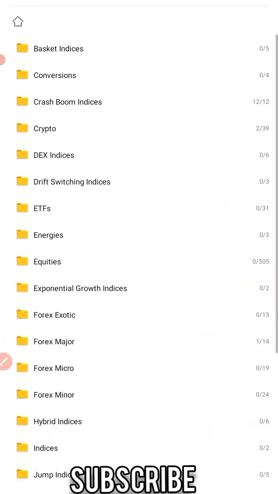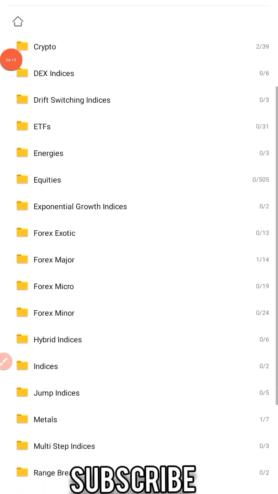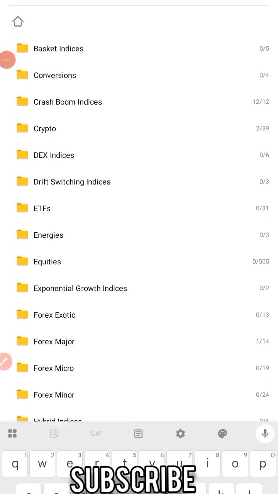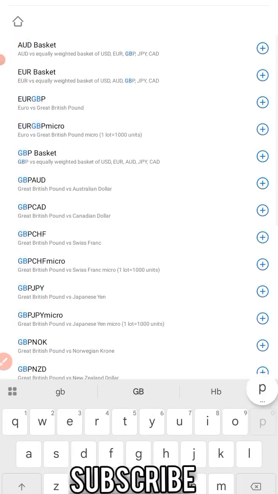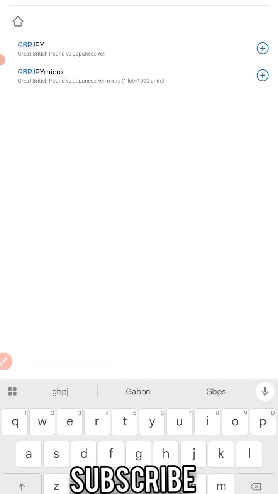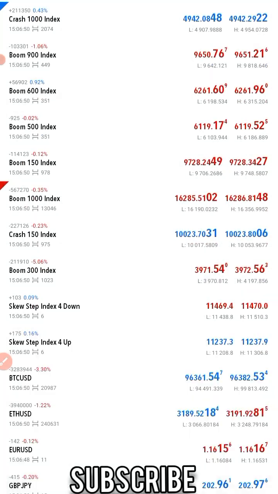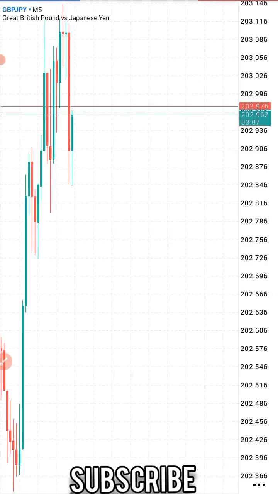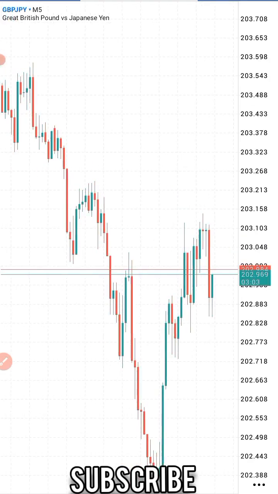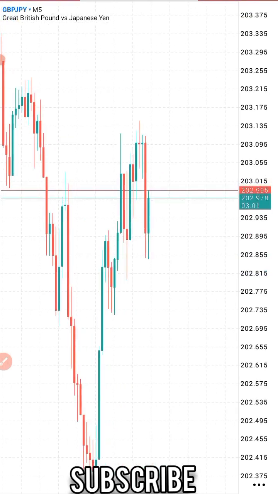Click this plus sign. GBP, let me just search directly. GBP JPY. Now, I'll add it. Yes, this kind of pairs are fast pairs. They are volatile pairs. We have the NAS 100 and we have other pairs that are very fast. They are volatile. You see it, right? It is actually a volatile pair.